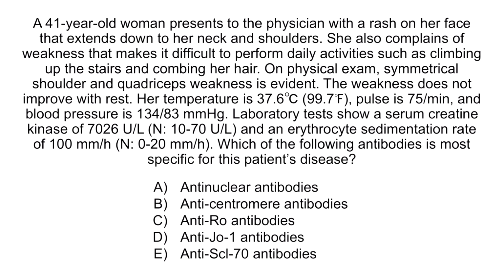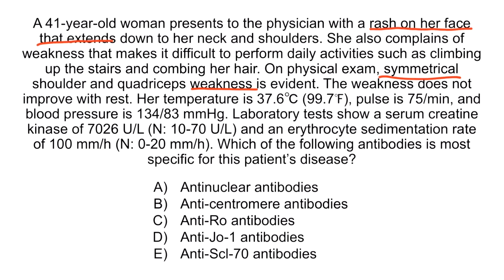Her temperature is 37.6 degrees Celsius, pulse is 75, and blood pressure is 134/83. Laboratory tests show a serum creatine kinase of 7,026 and an erythrocyte sedimentation rate of 100. Which of the following antibodies is most specific for this patient's disease? A. Anti-nuclear antibodies. B. Anti-centromere antibodies. C. Anti-Ro antibodies. D. Anti-Jo1 antibodies. E. Anti-Scl70 antibodies.